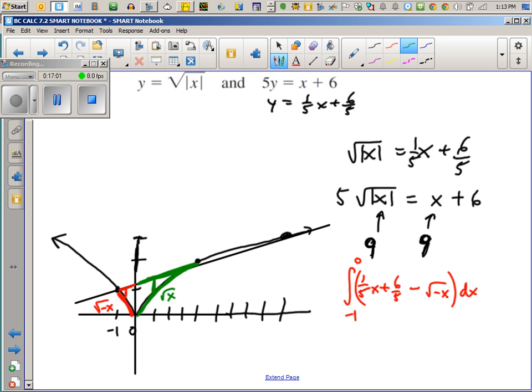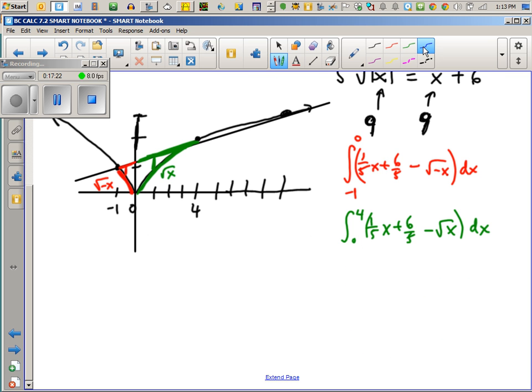So the green one will be, and we're integrating from 0 to 4 now, integral from 0 to 4, upper curve, that's still the line, minus lower curve. That's just square root of x, regular square root of x. And one more integral, and that's between 4 and 9. Between 4 and 9, the curve is the upper function, and the line is the lower function, see?